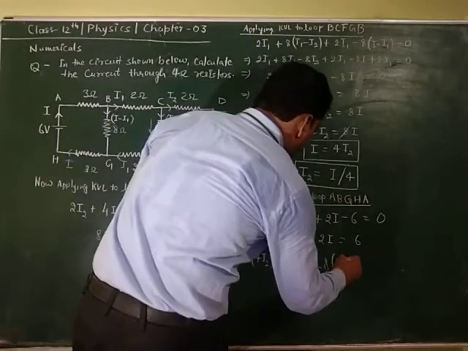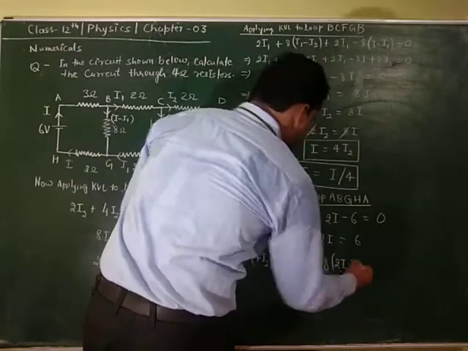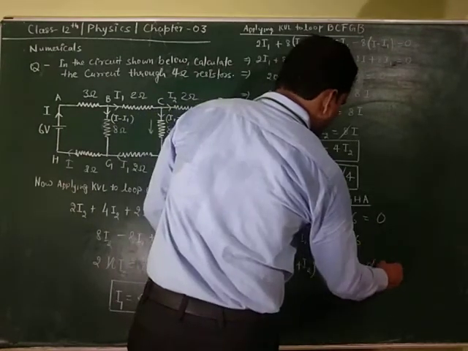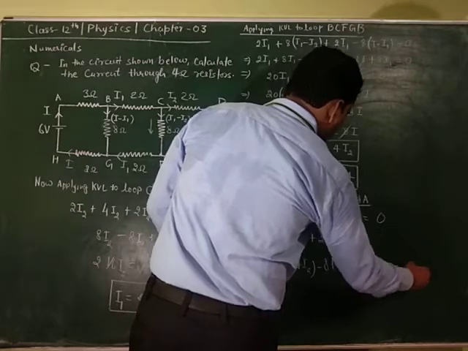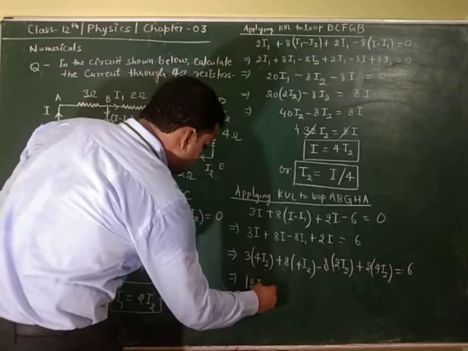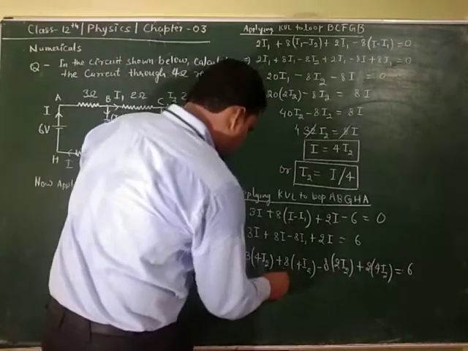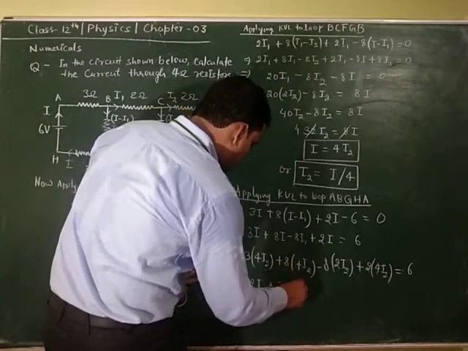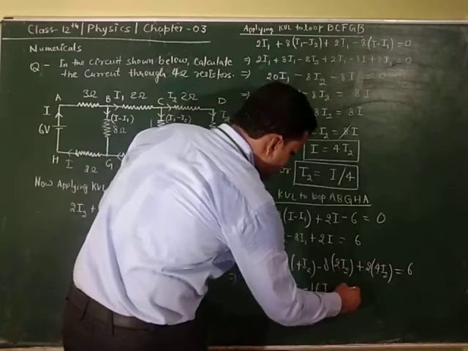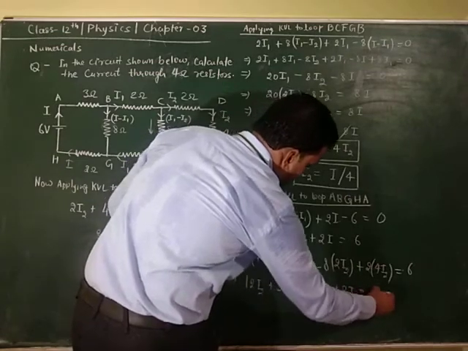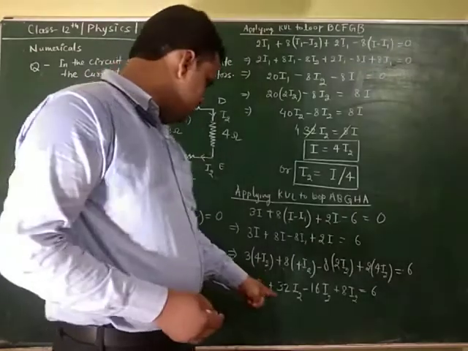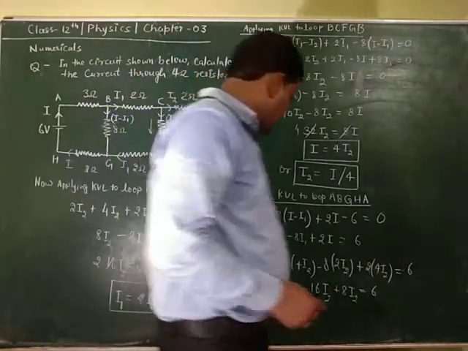Taking 2I2 plus 2I, it's 2 into 4I2, must be equal to 6. That is equal to 12I2 plus 32I2 minus 16I2 plus 8I2 is equal to 6. So what should be the total here? 12 and 32 total, adding.